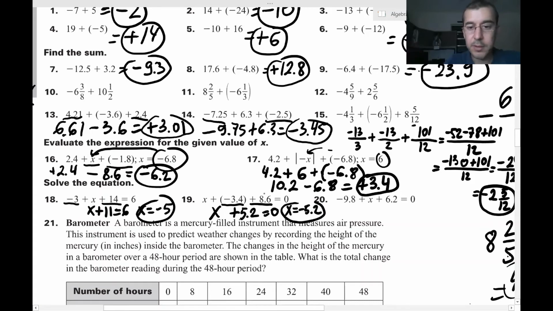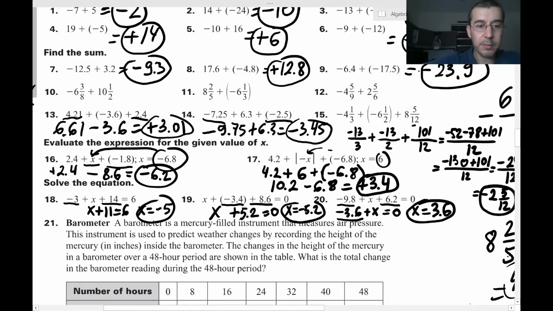That's the answer for 19. 20, we're adding up the two numbers. 9 is greater than 6, so this is minus 9.8 minus 6.2 is 3.6, plus x equals 0, or just x equals minus 3.6. When it goes to the other side of the equal sign, it's going to be plus 3.6. That's the answer for 20.